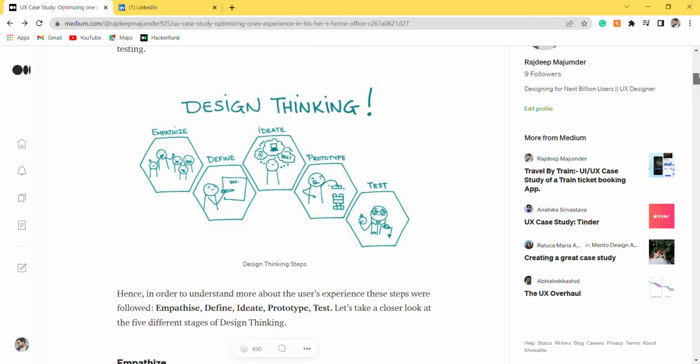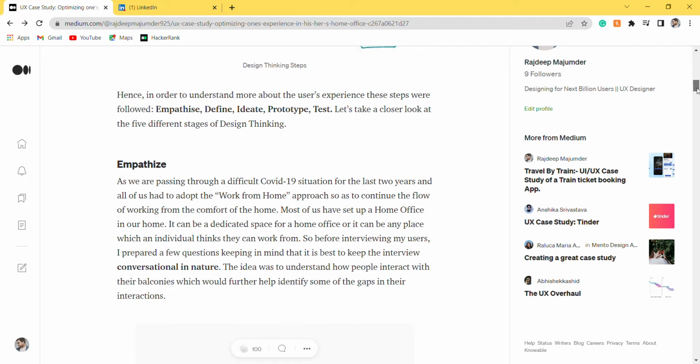Here are the 5 steps which constitute the whole design thinking approach. First step is empathize, then the second step is called define, then comes ideate, then comes prototype, and then finally comes the testing phase. Okay, first comes the empathize phase.